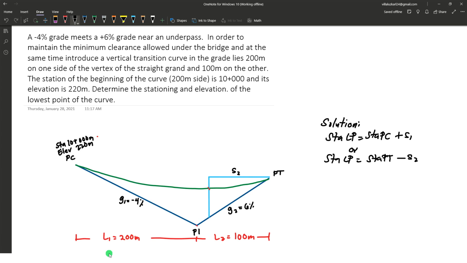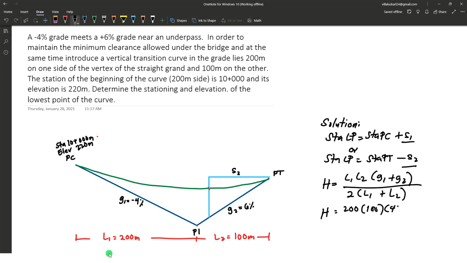So we must verify what solution we will use in this problem by computing first the H. H is L1 L2 (G1 plus G2) over 2 times (L1 plus L2). So the H is equal to 200 times 100 times (4% plus 6%) over 2 times (200 plus 100).